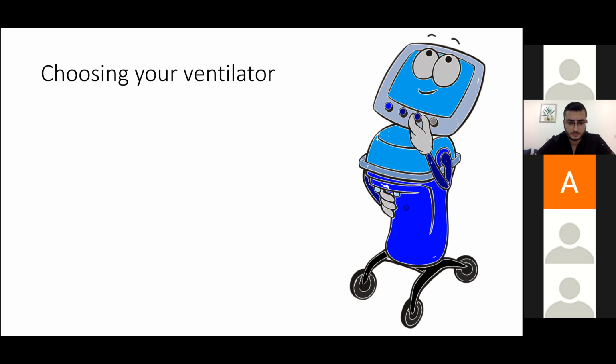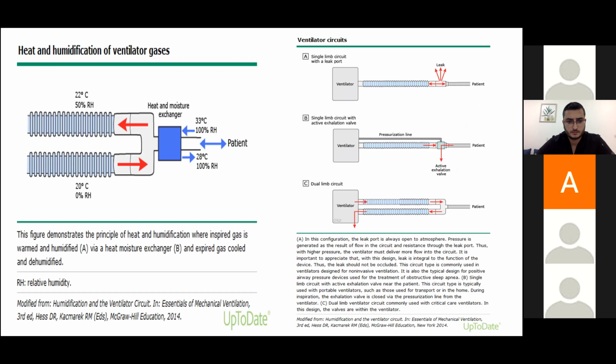So using your ventilator, first look at the circuit. Again, if you have someone with CO2 retention, you might want to use a double limb circuit. Also, any kind of circuit you use, you want to apply heat and humidification. That will make it easier for the patient when they have this treatment.